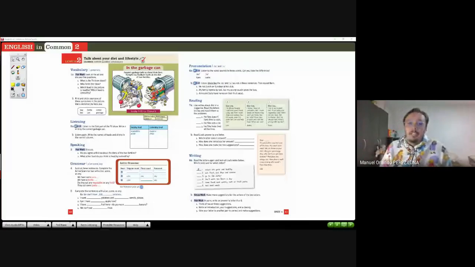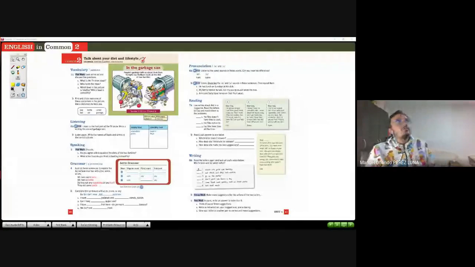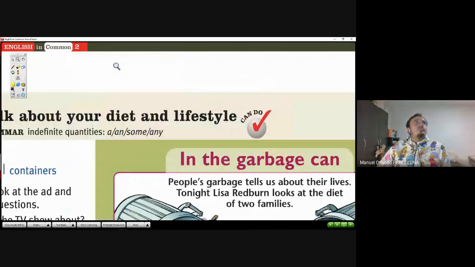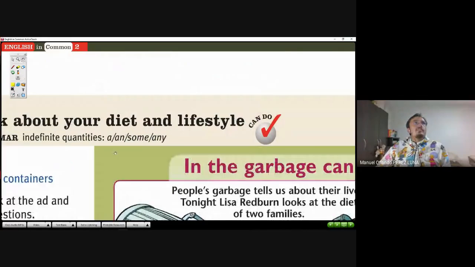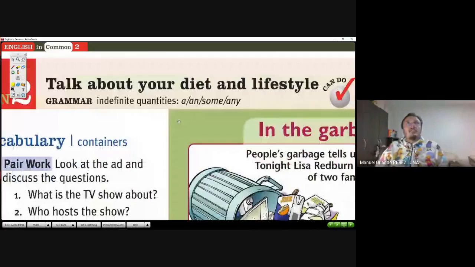My dear students, we got there the lesson 2, from the unit 4. It says there, talk about your diet and lifestyle. So I'm going to amplify this vocabulary and this situation that we have in there in order to organize with this. It says, talk about your diet and lifestyle.